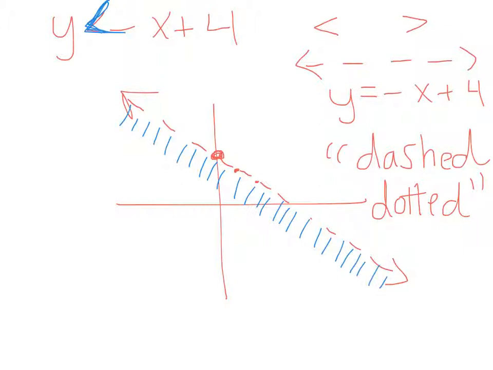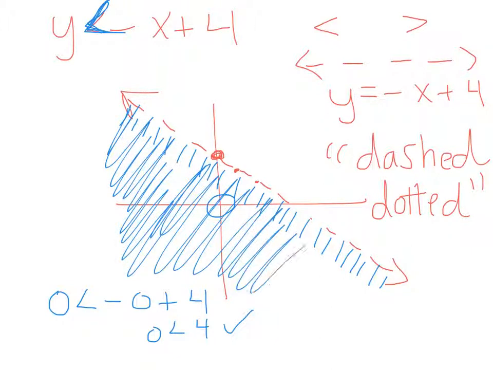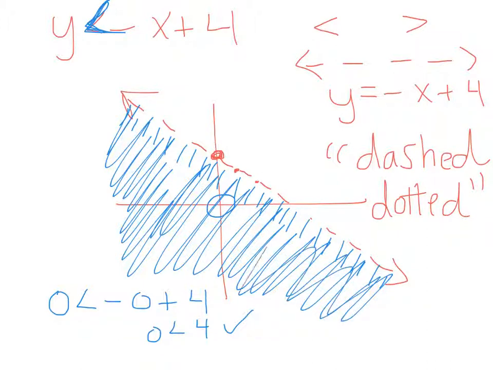So I can plug in 0, 0 to here to check if that's correct. So 0 is less than negative 0 plus 4. 0 is less than 4. That is correct, which now means yes, I was correct. I'm going to shade this whole part of the graph, and so that is my solution.